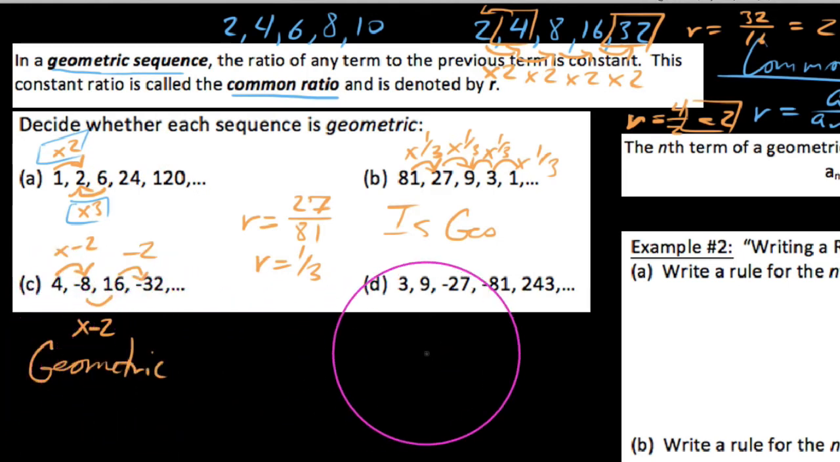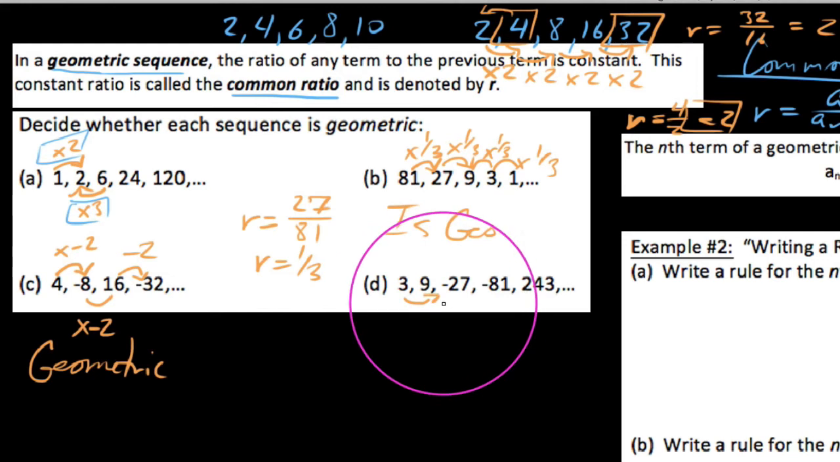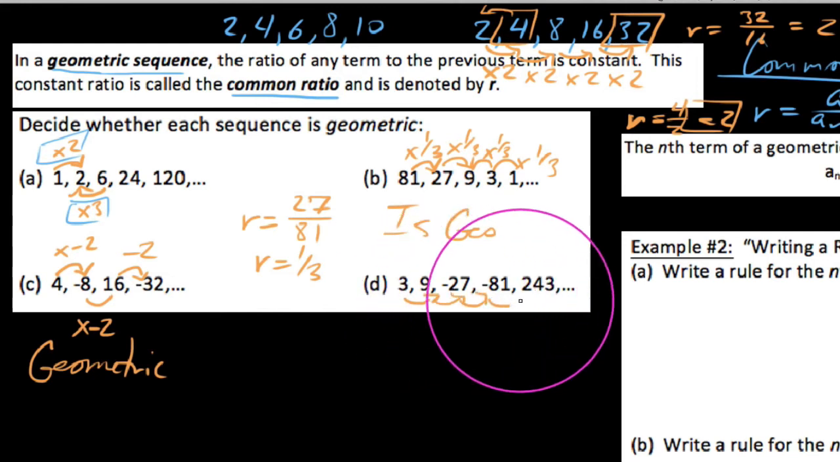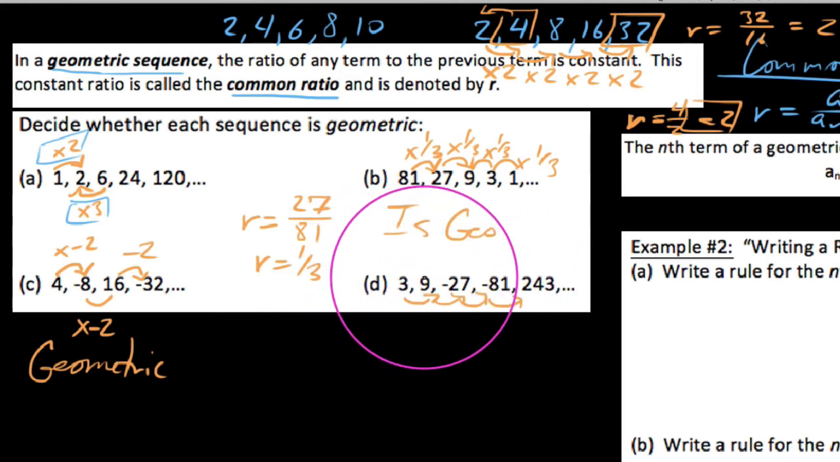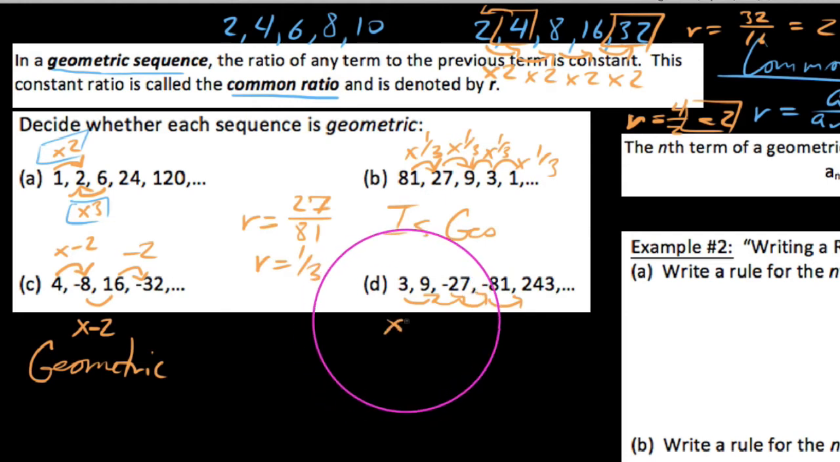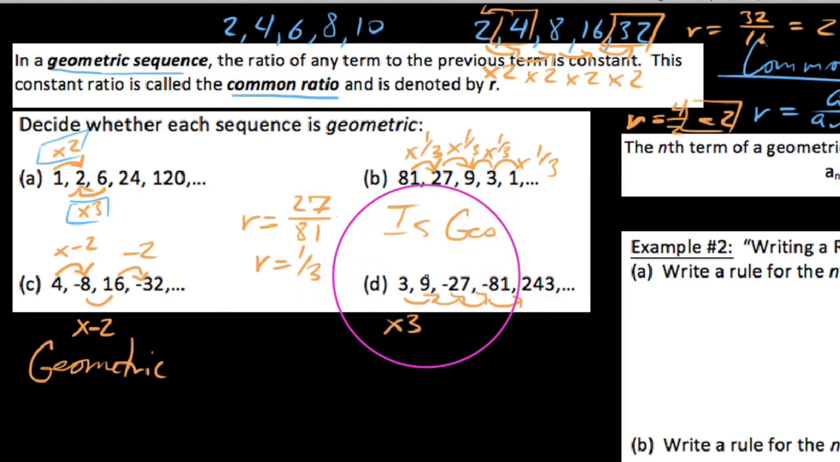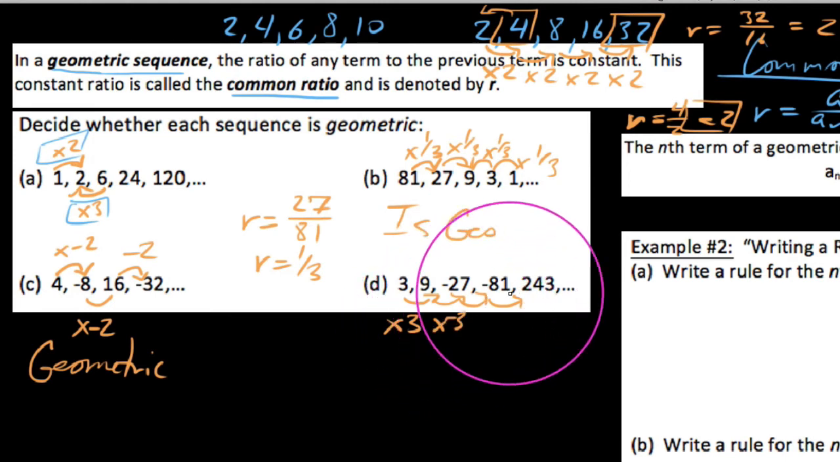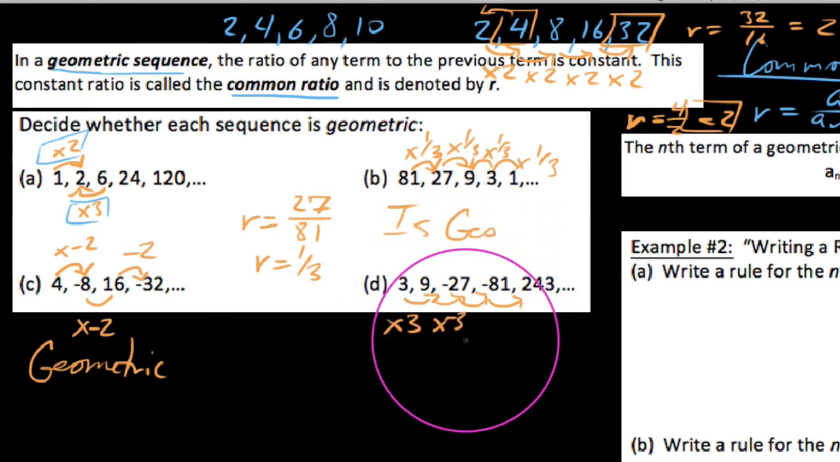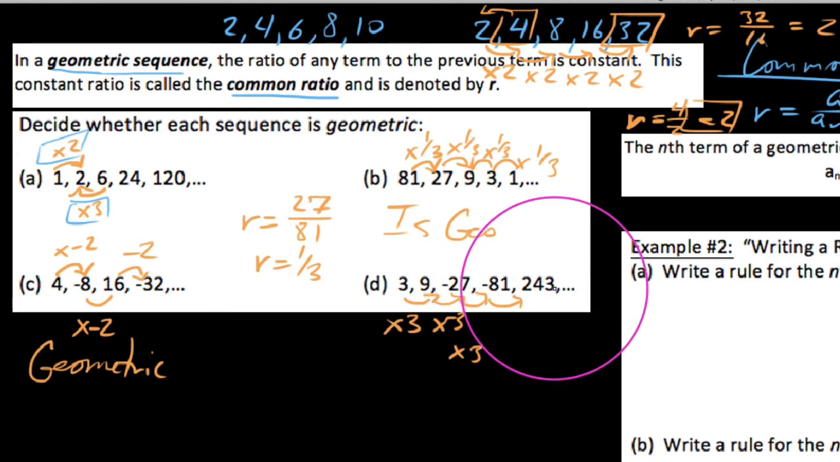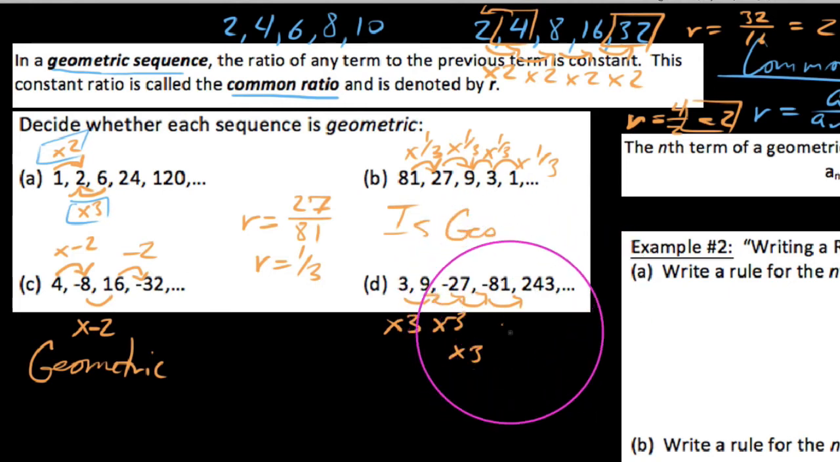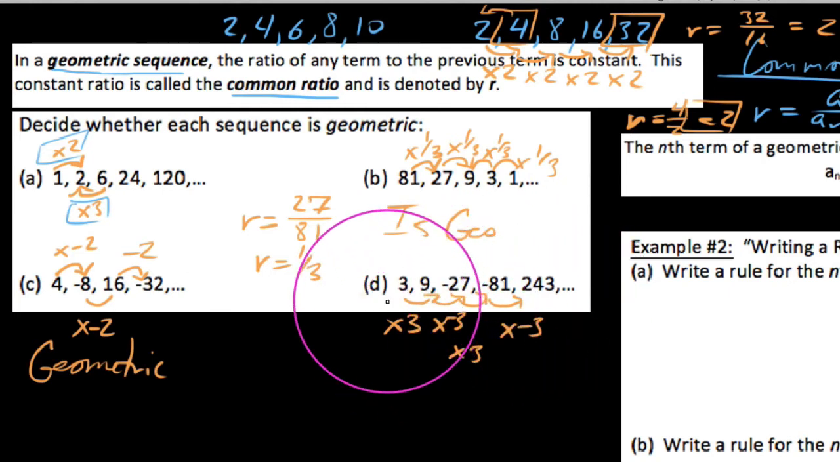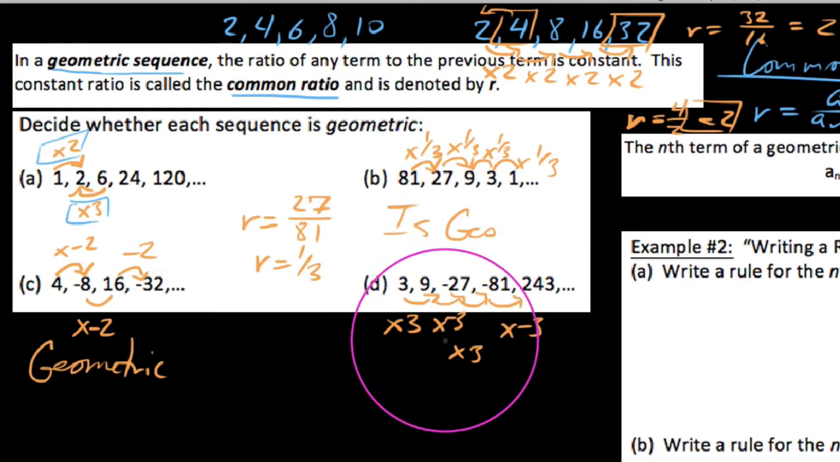We get to this last one, and you would think, well, I'm taking it times 3, times 3, aren't I? But if we check across the board, 9 divided by 3 is positive 3. Negative 27 divided by a positive 9 gives negative 3. Negative 81 divided by a negative 27 is a positive 3. And positive 243 divided by a negative 81 is negative 3. So essentially we're multiplying by positive 3, then negative 3.